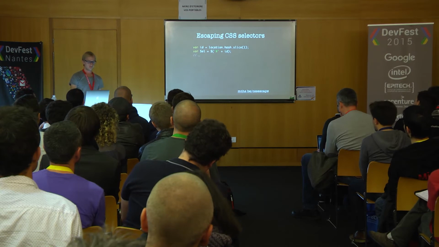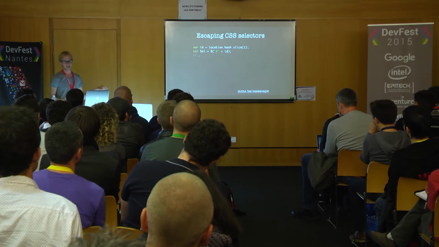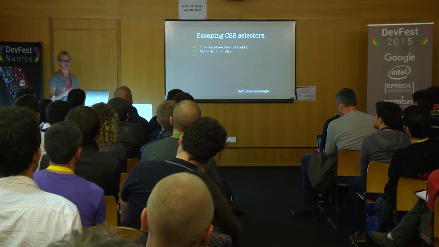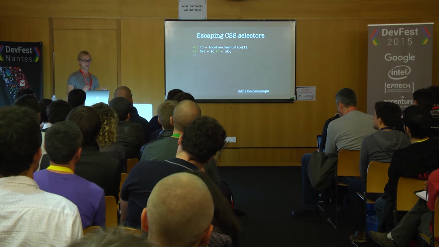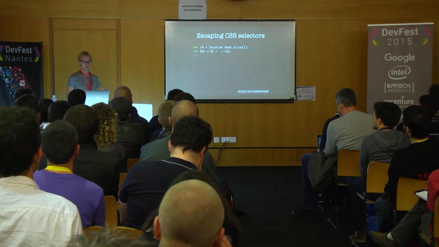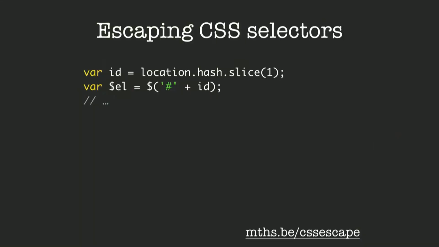Now, what if the location hash contains a space, for example? Remember, the location hash is something that the user has control over, so they can change it. Someone can create a link, and when someone clicks it, your site would break for that user. You probably don't want that to happen, right? So the entire meaning of the selector would be changed if the location hash contains a space, for example, because then it would become a descendant selector rather than just one ID-based selector.